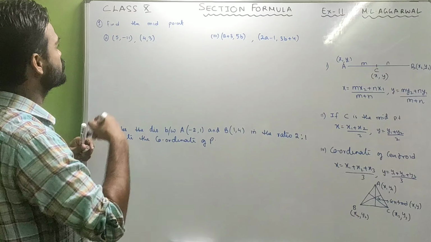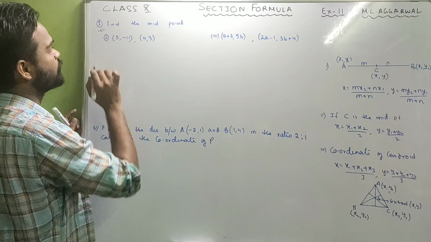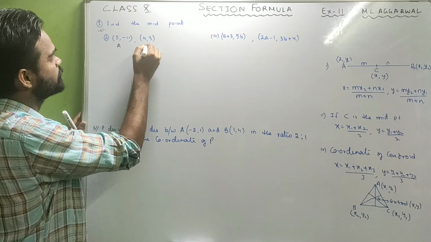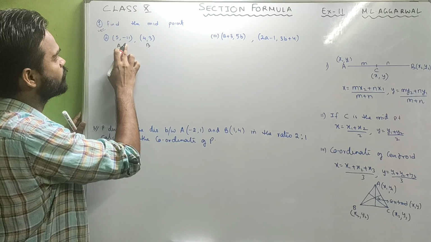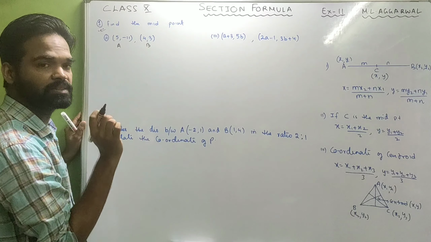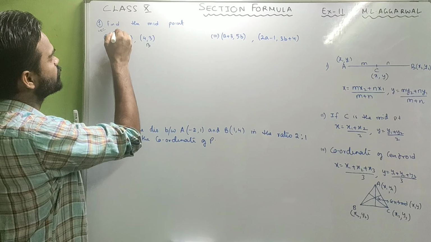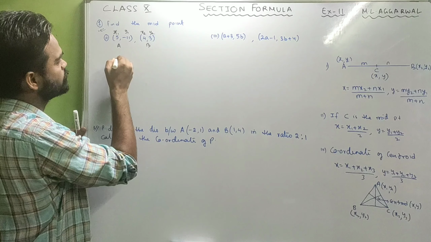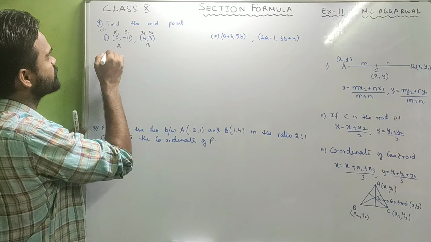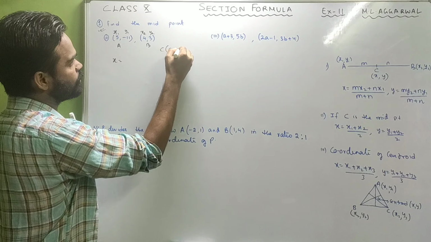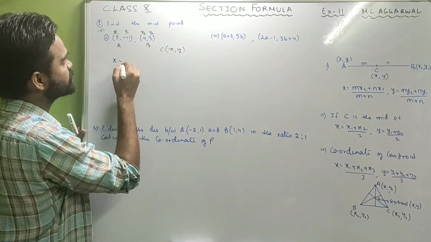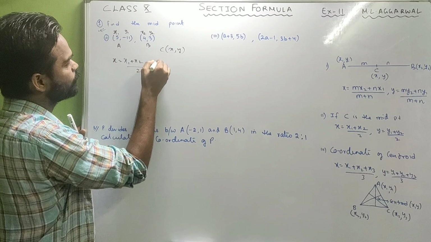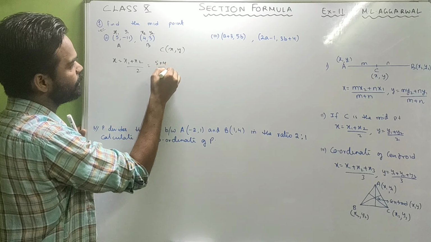Now, directly to the sum, let us see 1 part 2. Find the midpoint. They have given A, suppose, and this is B: (5, -11) and (4, 3). So this is your x1, y1, x2, y2. Suppose C is your midpoint, (x, y). Then x will be what? (x1 + x2) by 2, which is (5 + 4) by 2.